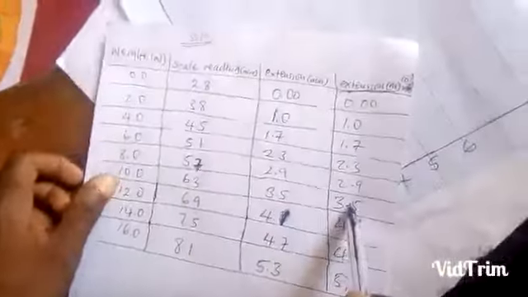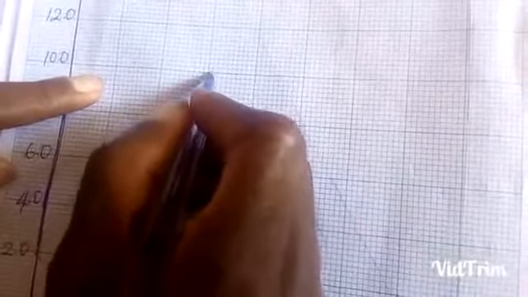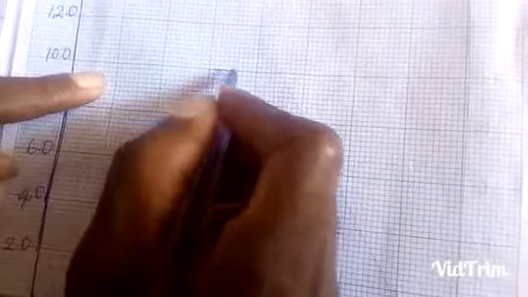We proceed. When the weight is 10, the extension is 3.5. 3 is already at this point. 0.5 means we count 5 boxes. 1, 2, 3, 4, 5 at this point. We have 3 here, 3.1, 3.2, 3.3, 3.4, 3.5 is at this point.